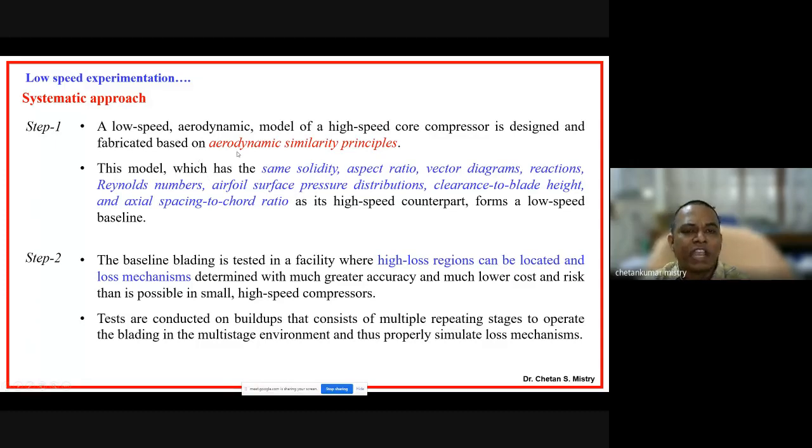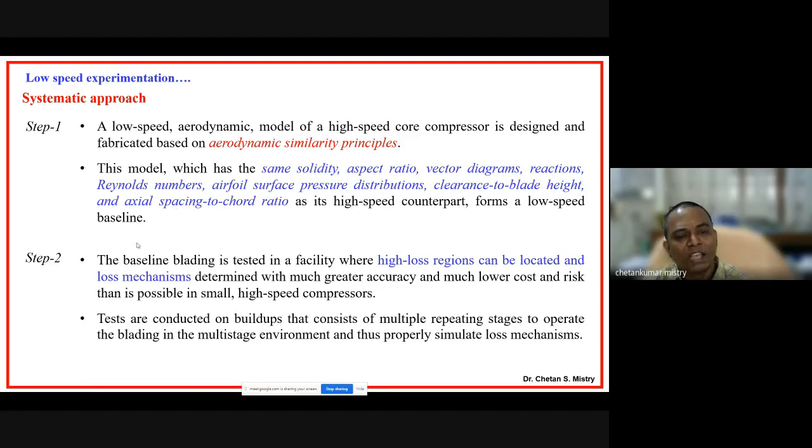It can be designed using, say, aerodynamic similarity. You need to take care of solidity, aspect ratio, reaction, maybe Reynolds number, surface distribution, clearance to blade height ratio, and axial spacing. These need to be in line with what you are doing for, say, high speed testing.